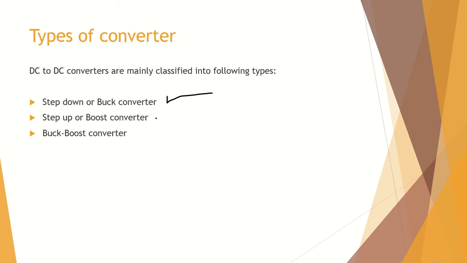Then you have a step up or boost converter. If you have a fixed DC voltage, you can step up the DC voltage using a different combination of components. And then you have the buck boost converter, which gives you an option: either you can step up or you can step down a fixed DC voltage. Today our objective is to study the buck converter. So let's move towards the introduction of the buck converter.